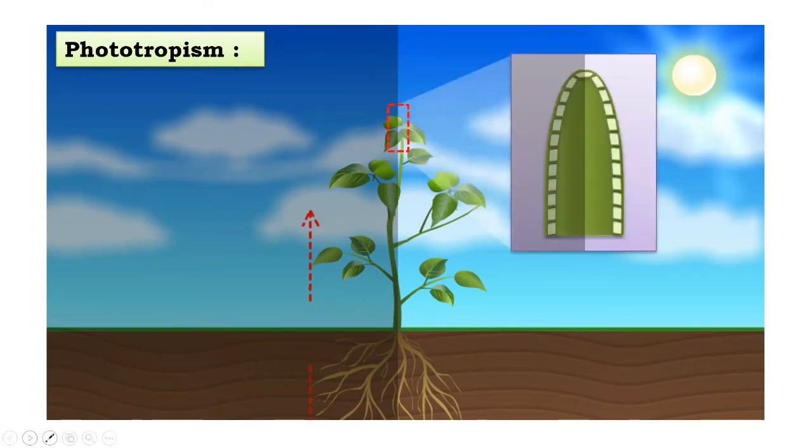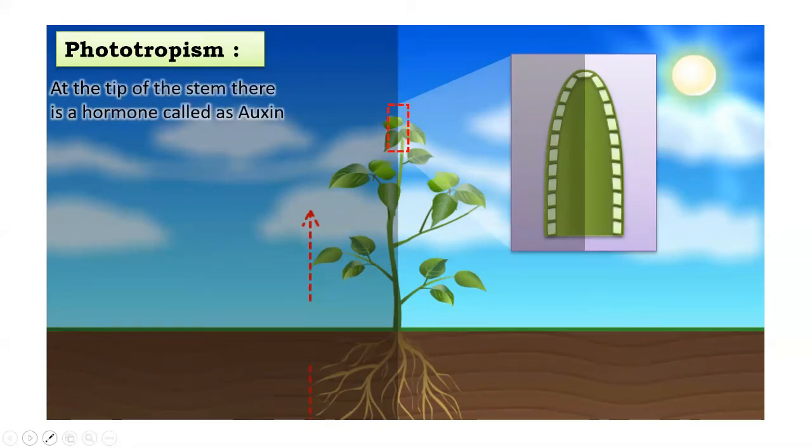Okay, so let us magnify this. This will be the tip of the shoot, the tip of the shoot of the system. Fine. So what we can say is, at the tip of the stem, there is a hormone called auxin.